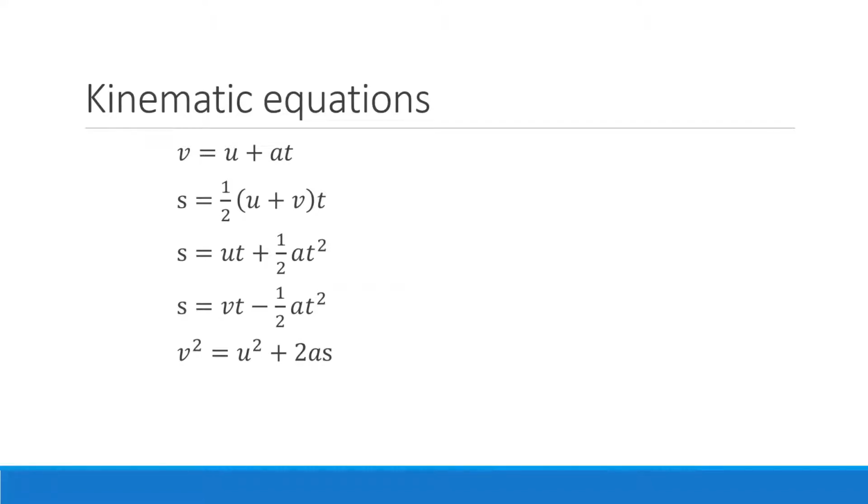Now, the reason there are 5 formulas is because each of these formulas is missing one of the variables. The first one is missing S, so you can use it even when you don't have S. The second one doesn't have A, so you don't need to know the acceleration. You can still work out all these things. The third one and the fourth one don't use V and U respectively.